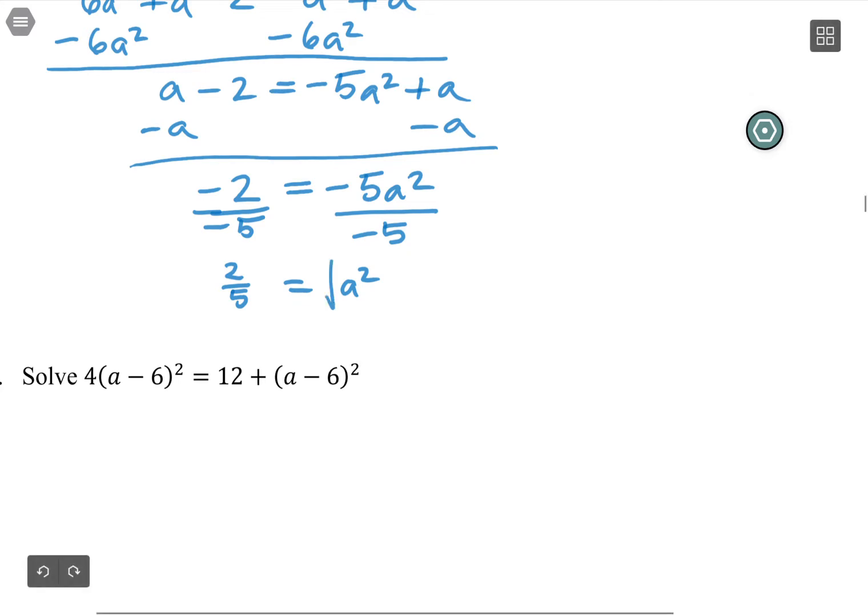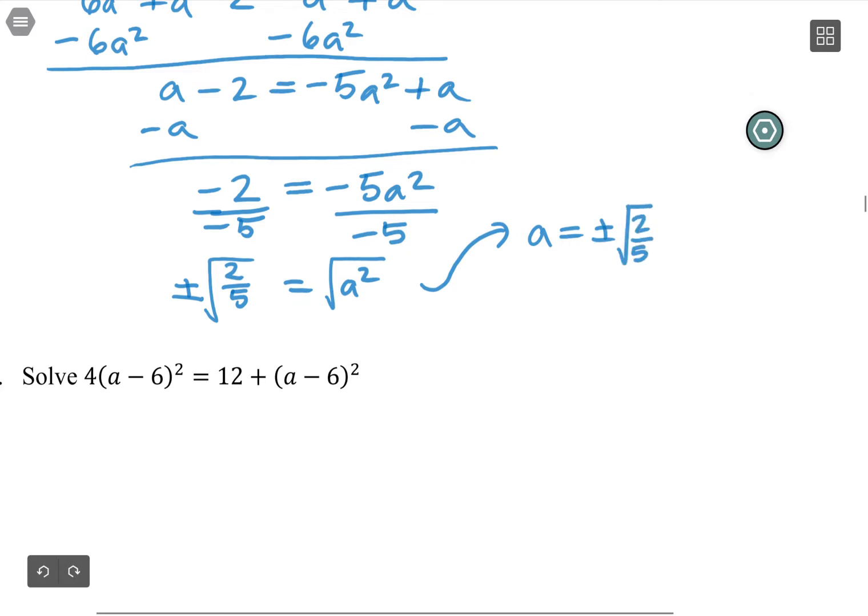But we need to be really careful. Remember, there are always two things that you could have squared to get 2/5. There's a positive number and there's a negative number. So if you introduce a square root, it needs a plus or minus. This is so important over and over and over again. So what I get is a is equal to plus or minus the square root of 2/5.